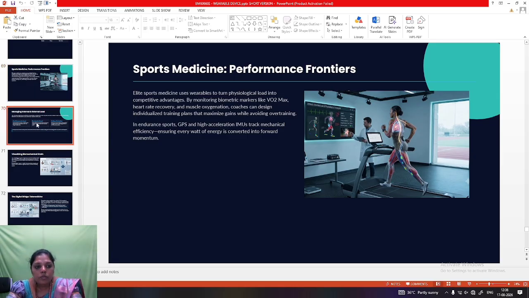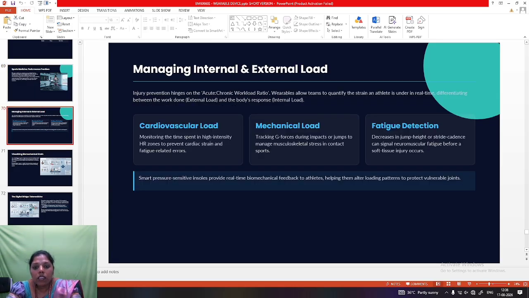This is about managing internal and external load for injury prevention with high accuracy. Workload wearables allow us to quantify athletic strain in real time, differentiating between the work done, the external load, and the body's response, the internal load.